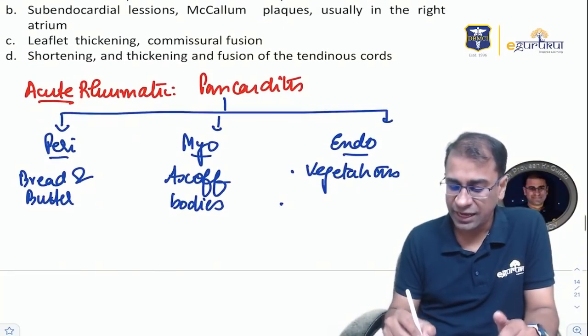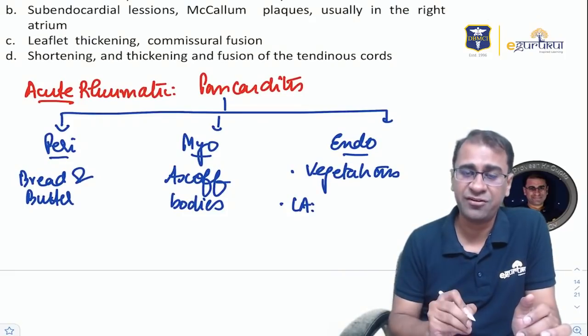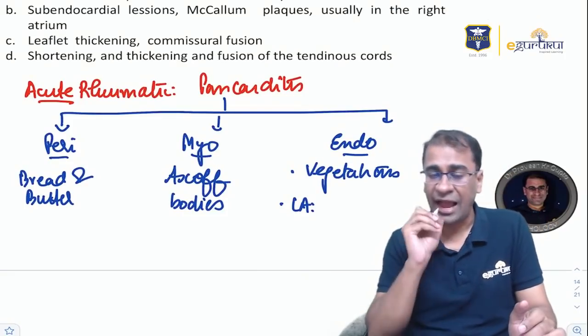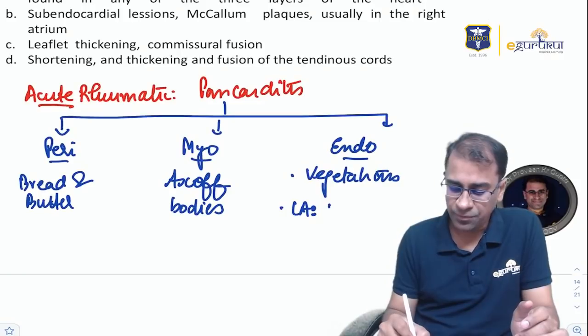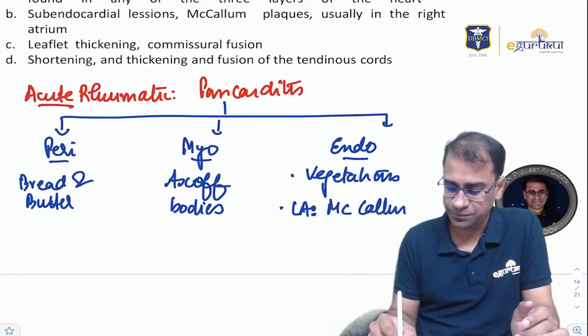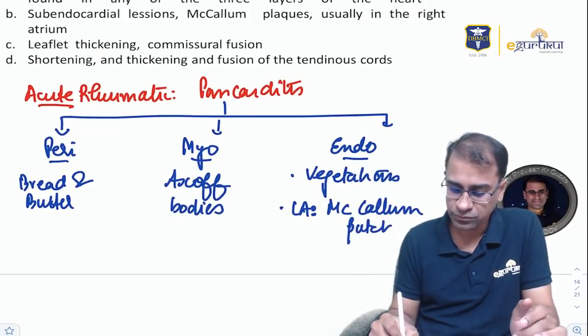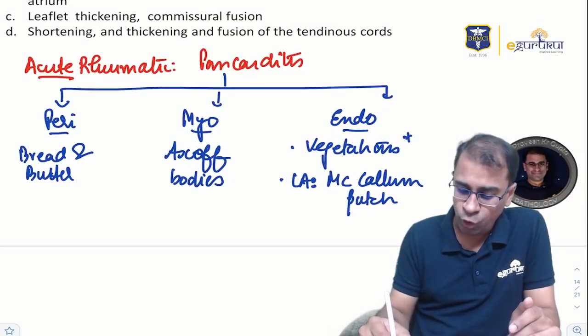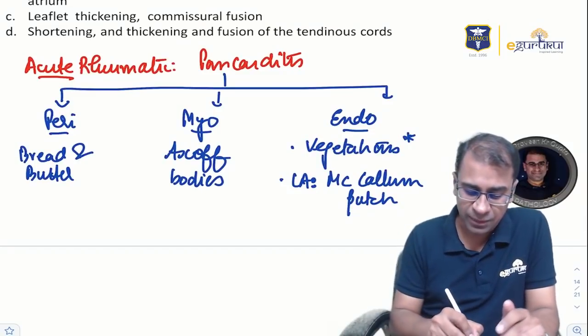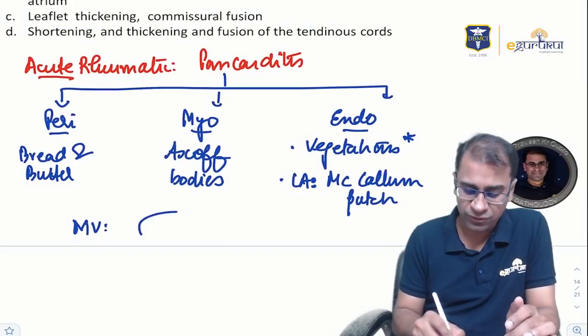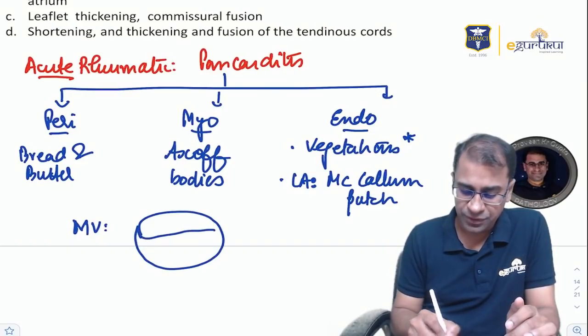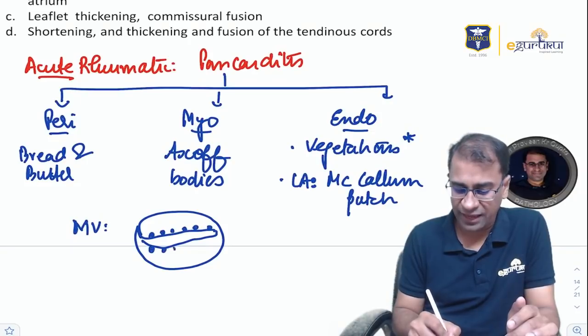You also see a very important finding in the left atrium, and that finding is called MacCallum's patch. Among them, know about vegetation in detail. What happens in the mitral valve? In the mitral valve, you see the vegetations along the lines of closure, like this.